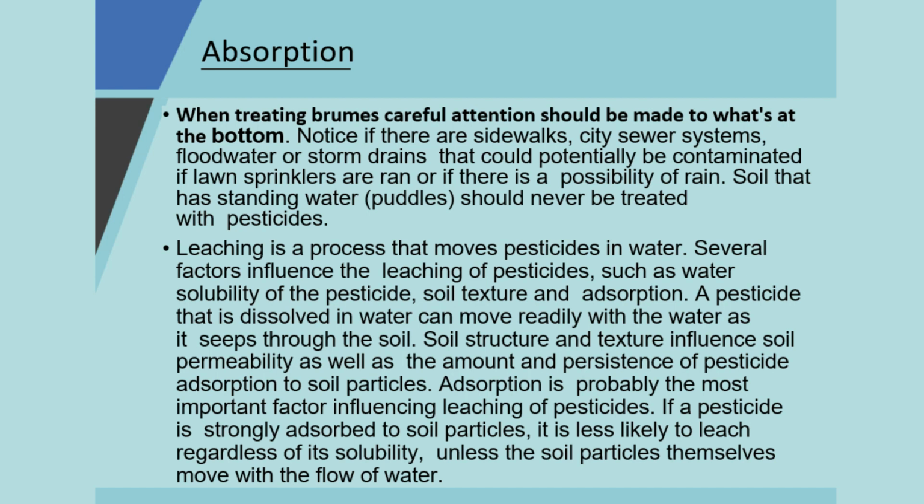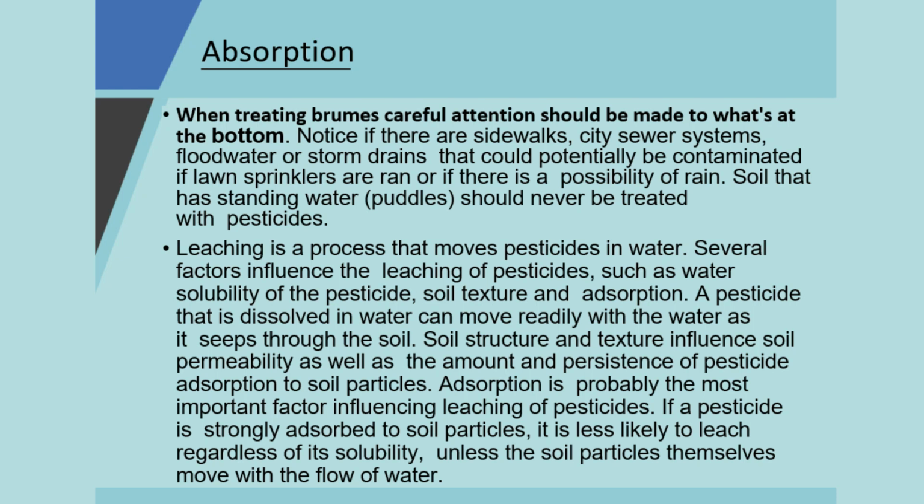Leaching is a process that moves pesticides in water. Several factors influence the leaching of pesticides, such as water solubility of the pesticide, soil texture, and adsorption. A pesticide that is dissolved in water can move readily with the water as it seeps through the soil. Soil structure and texture influence soil permeability, as well as the amount and persistence of pesticide adsorption to soil particles. Adsorption is probably the most important factor influencing the leaching of pesticides.